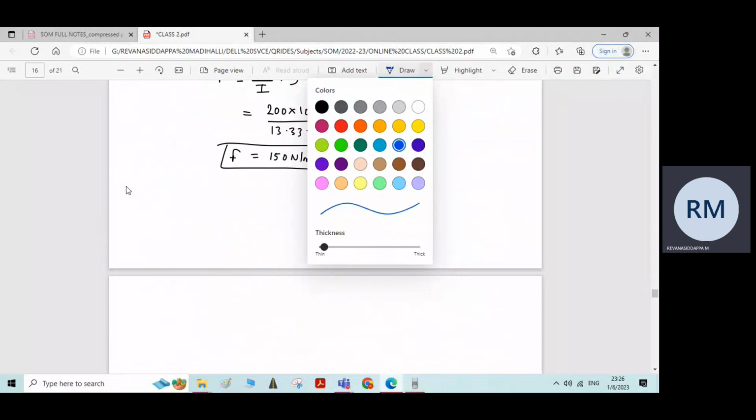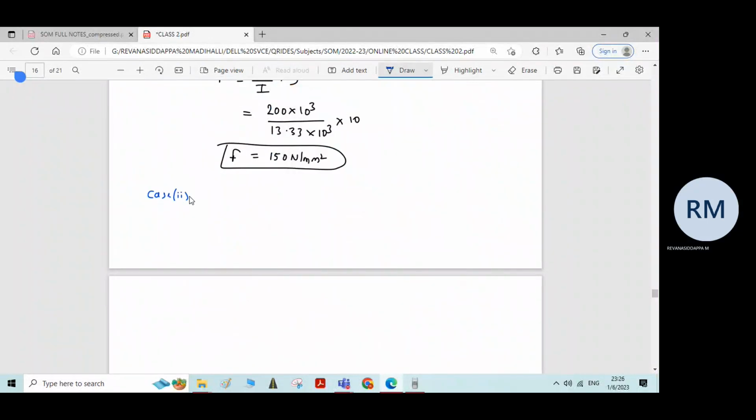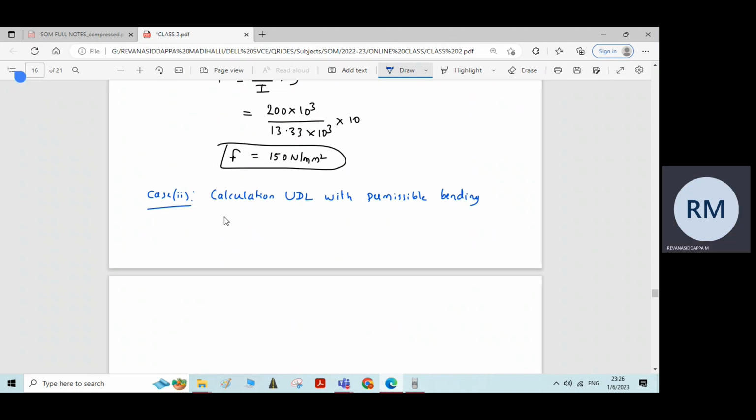Case 2. Calculation of uniformly distributed load with permissible bending stress. F is equal to 150.37 Newton per mm square with cantilever condition or cantilever beam.